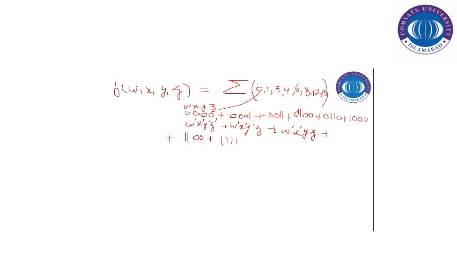Similarly, the next term is w prime, x, y prime, z prime. And similarly, so on and so forth, we will represent this term, this term, this term, and this term.